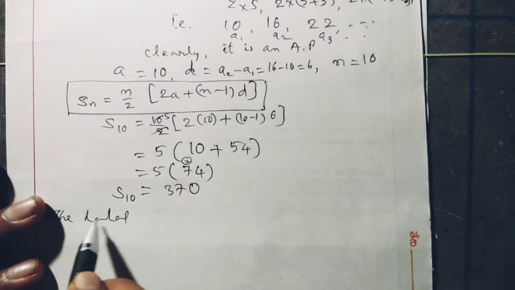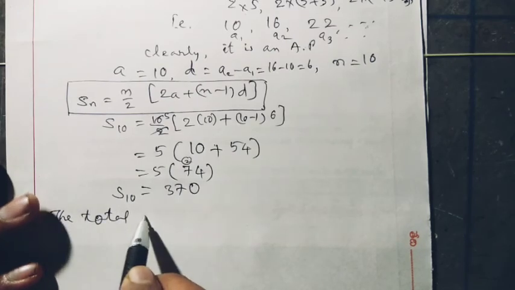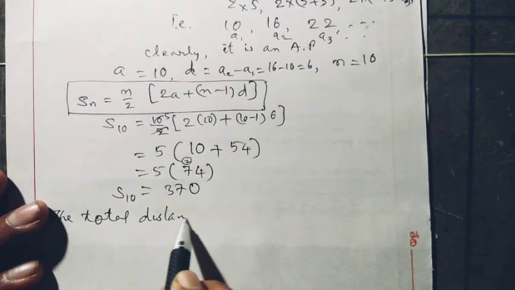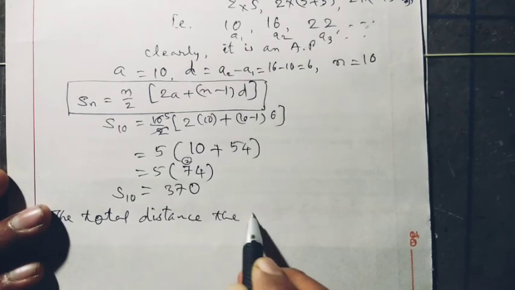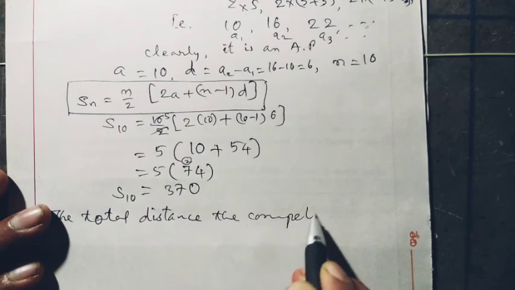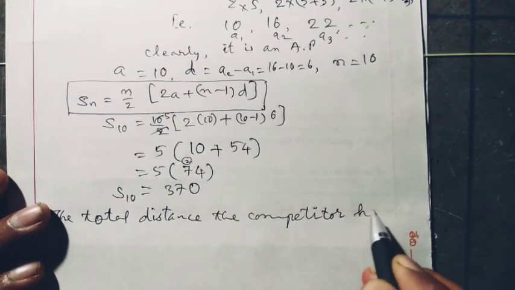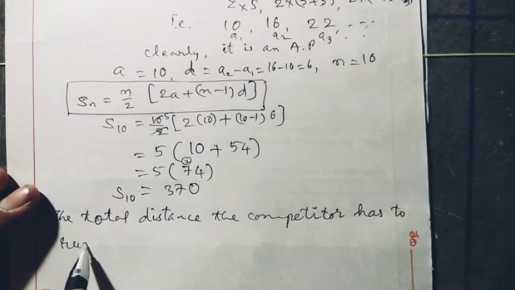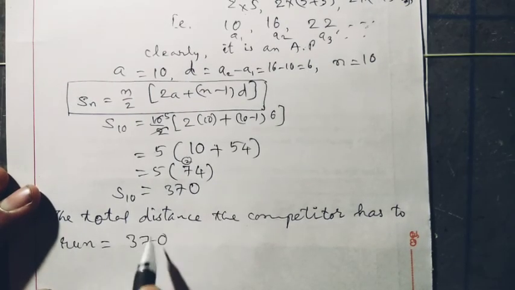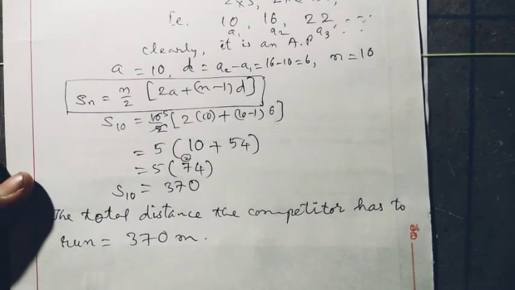S10 means the total distance the competitor has to run is equal to 370 meters. So this is the answer.